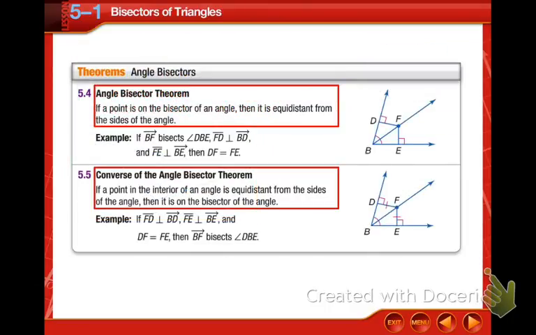So now on to angle bisectors. The angle bisector theorem says if a point is on the bisector of an angle, then it is equidistant from the sides of the angle. The converse of that: if a point on the interior of an angle is equidistant from the sides of the angle, then it is on the bisector of the angle.